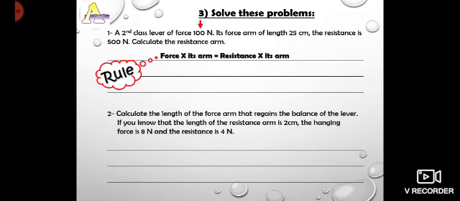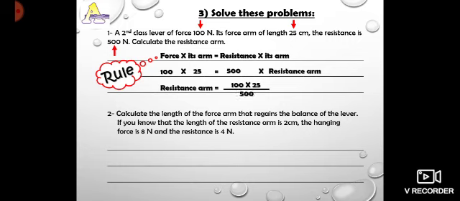The force is 100, times its arm, which is 25, equals the resistance, which is 500, times the unknown, which is the resistance arm. By solving the problem, we will find that the resistance arm equals 100 times 25 over 500, equals 25 centimeter.